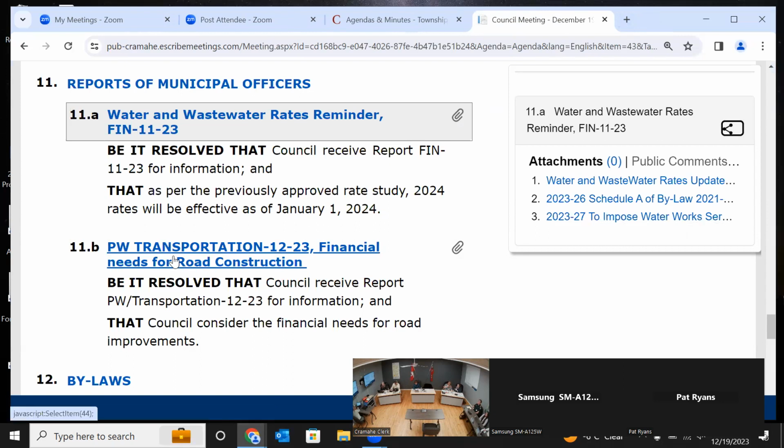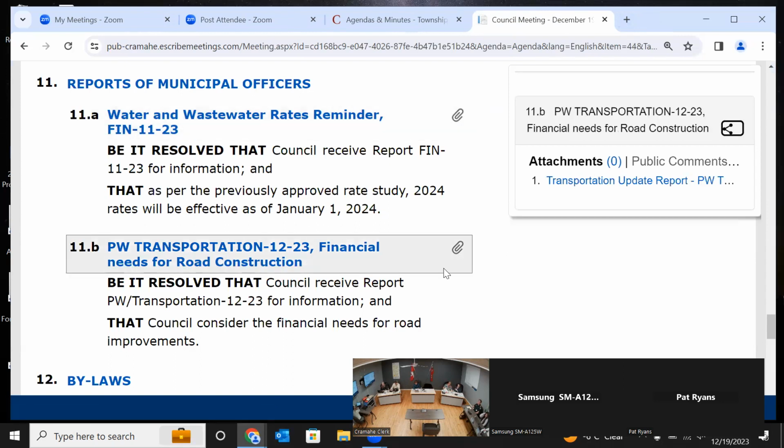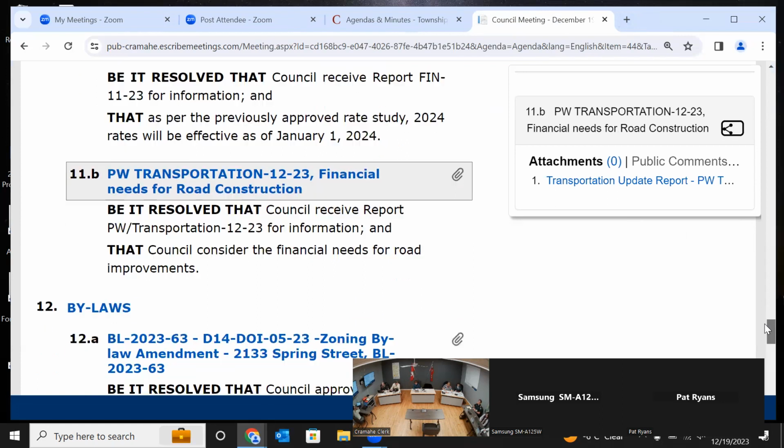11B, Public Works Transportation, 1223, the financial needs for road construction. Resolution reads, be it resolved that council receive this report for information and that council consider the financial needs for road improvements. Could I have a mover and a seconder, please? And then there can be discussion. Moved Benigman. Second, Hamilton.